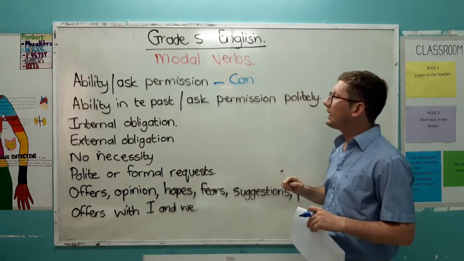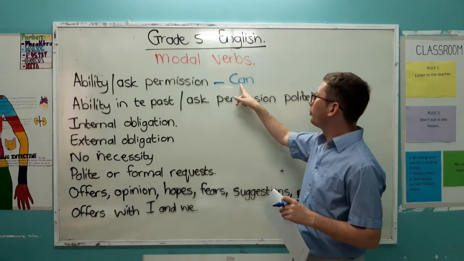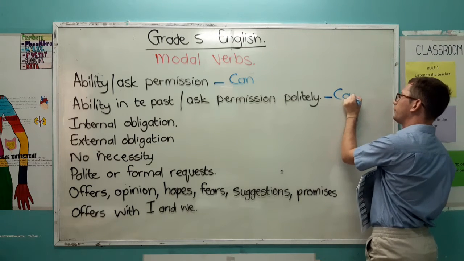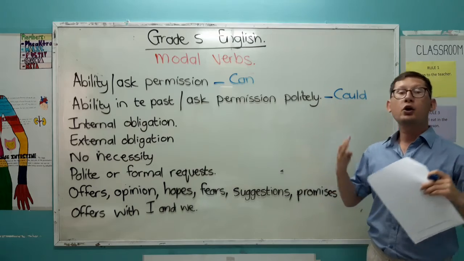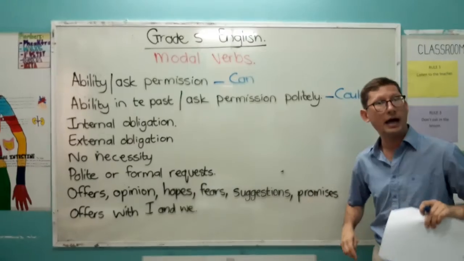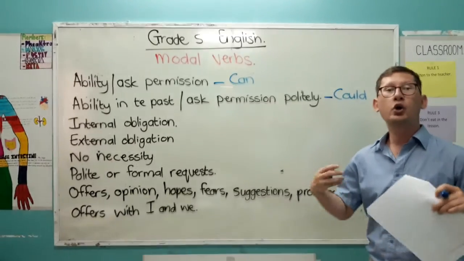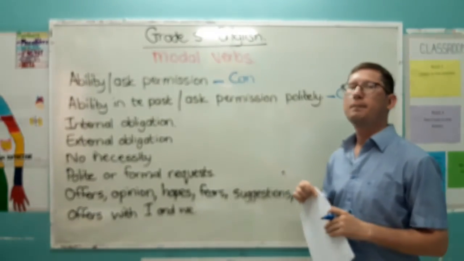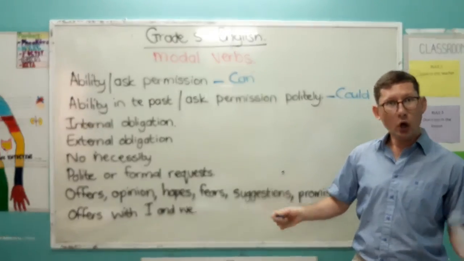Okay, so ability in the past, ask permission politely, so would be could. Okay, so this would be could. Ability in the past, I could jump the fence, but now I'm fat. I cannot do it anymore. Okay, I could jump the fence, meaning it's the past. I could drive a car. I could write teacher Yuan's difficult test, but now I don't know anymore.